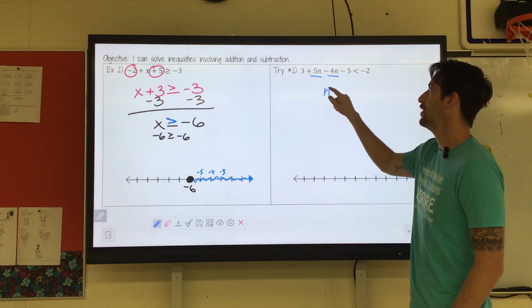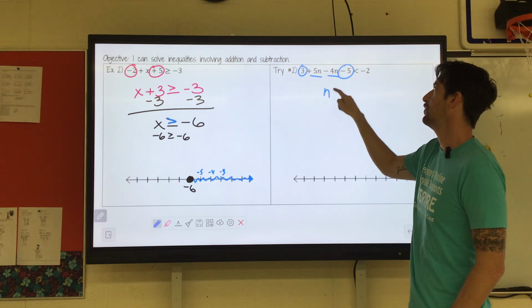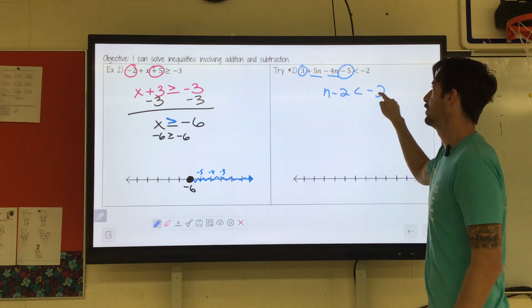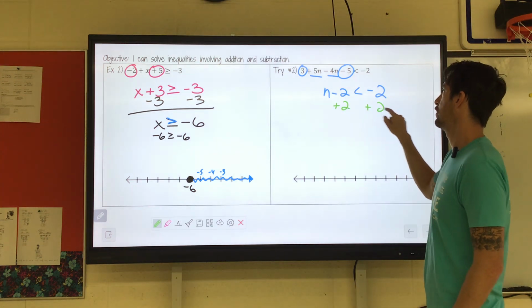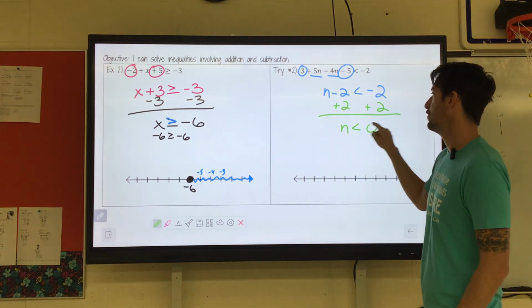5n minus 4n is n. 3 minus 5 is negative 2. And then we will add 2 to both sides. N is less than 0.